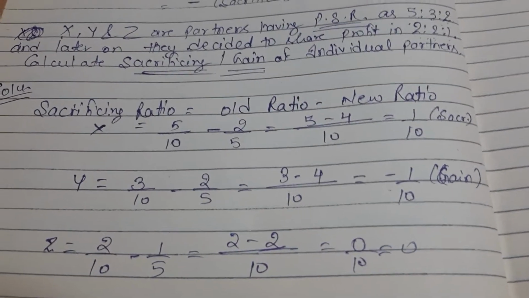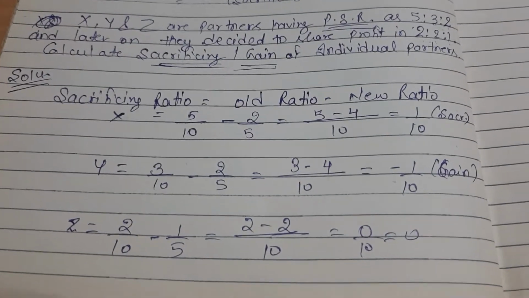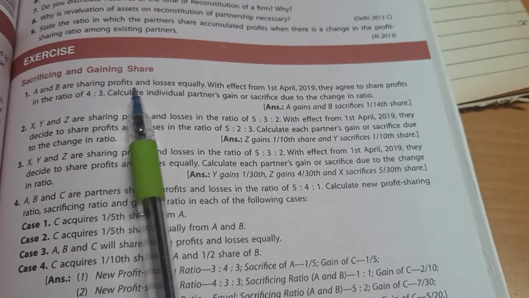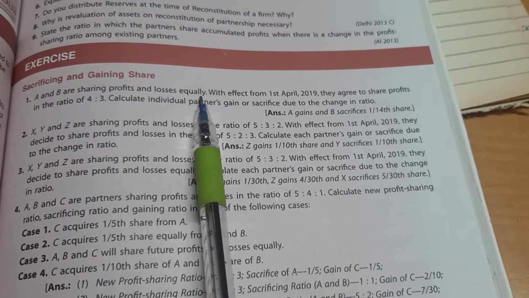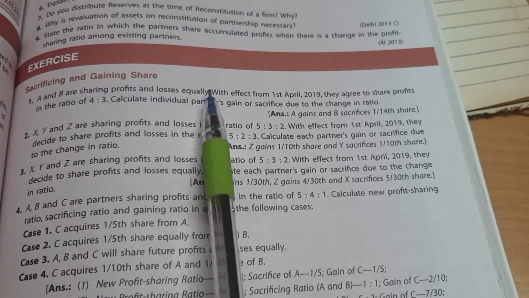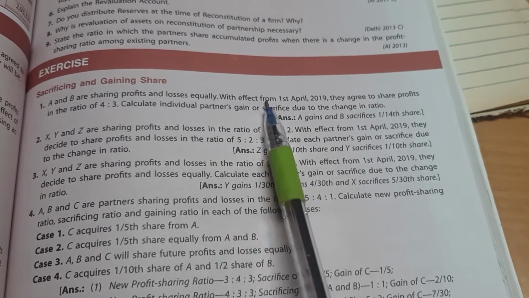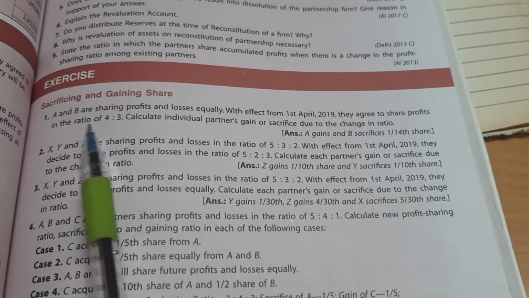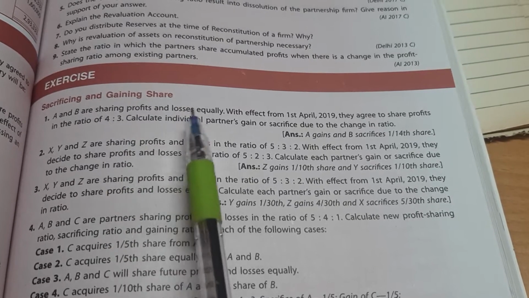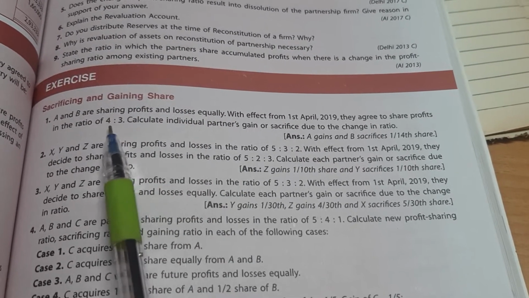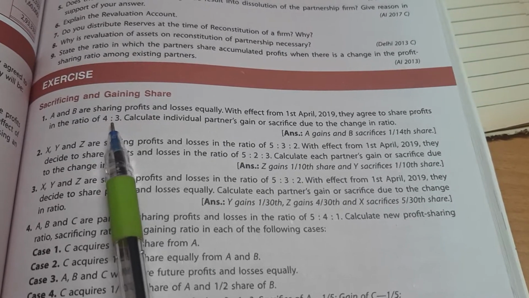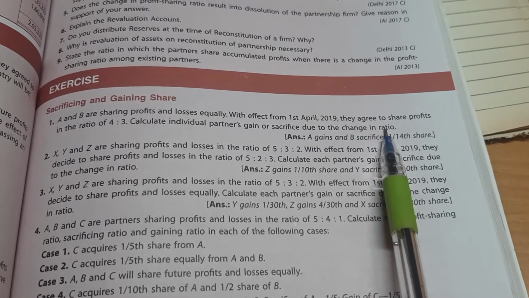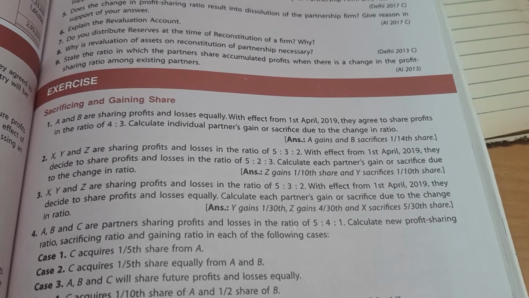Now we are going to read some questions of this topic from the book. First question of your book: A and B are sharing profit and losses equally. Equally means there are two partners, so 1:1 is the old ratio. With effect from 1st April 2019, they agree to share profit in the ratio of 4:3. Initially their ratio was 1:1, but later on they decided to share profit in 4:3. Calculate individual partners' gain or sacrifice due to change in ratio.